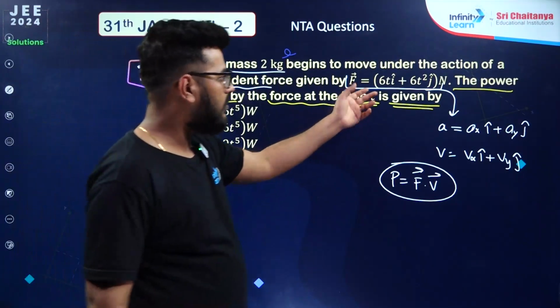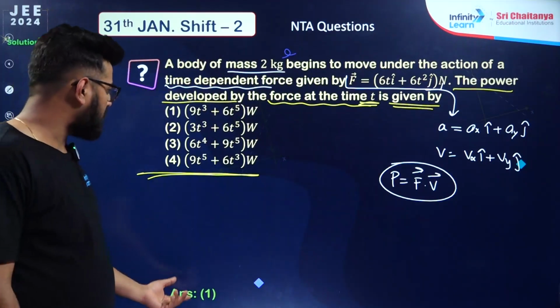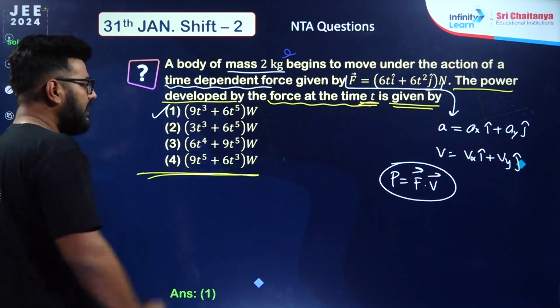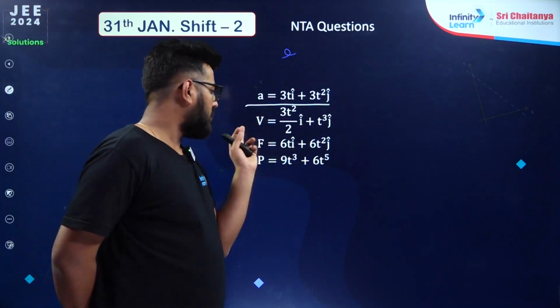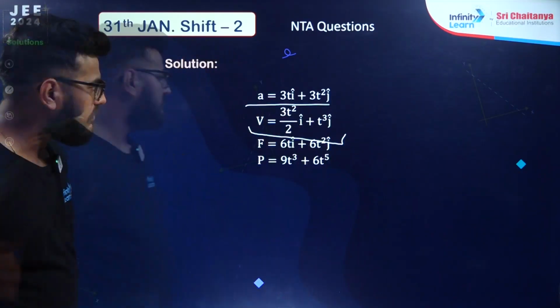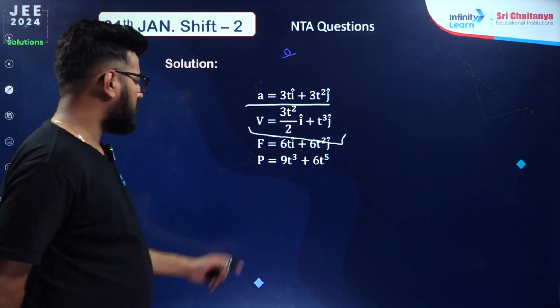So this is a standard problem. A bit of calculations will be required, but you will be able to solve it. Option number 1 is going to be the correct answer, that is 90 t cube plus 6t raised to the power 5. First you need to calculate the acceleration, then you need to calculate the velocity over here, and you will be able to find out the answer. Okay, I hope this is clear.